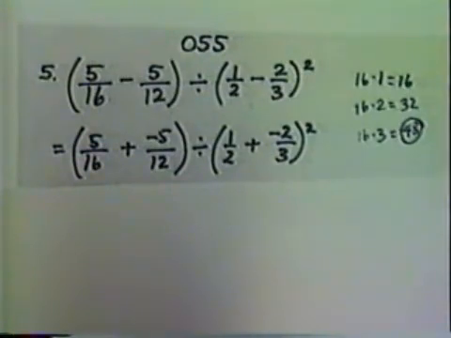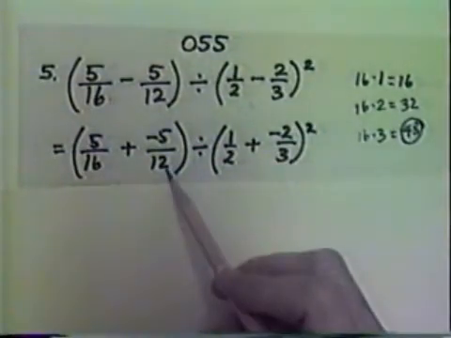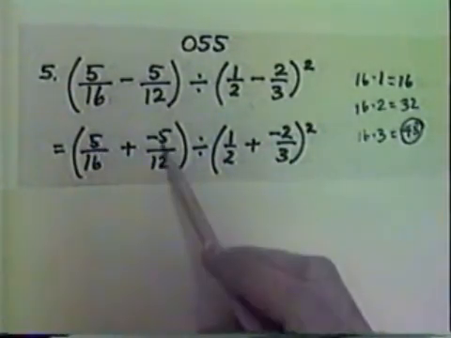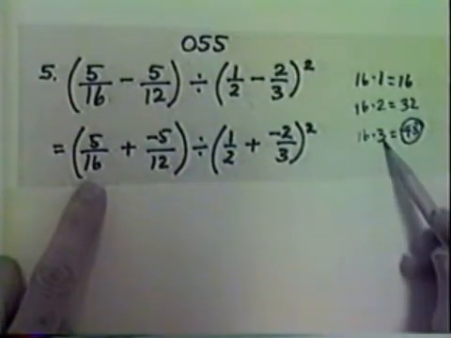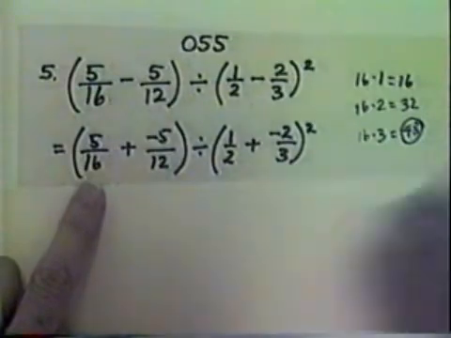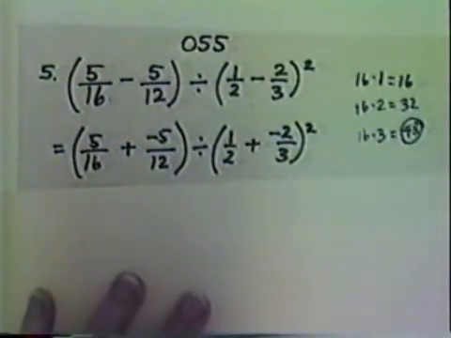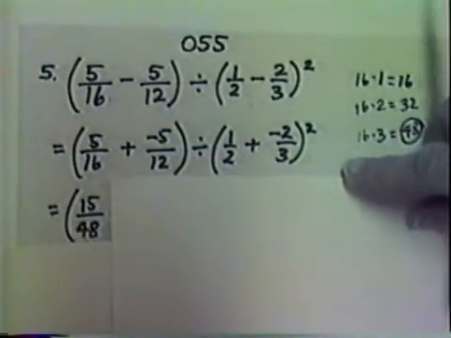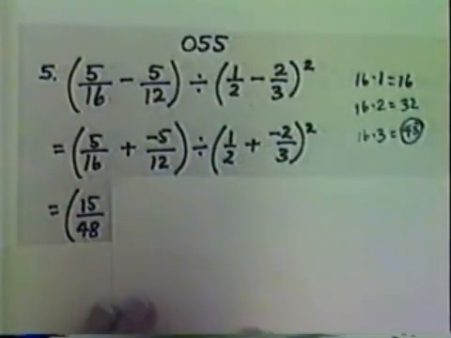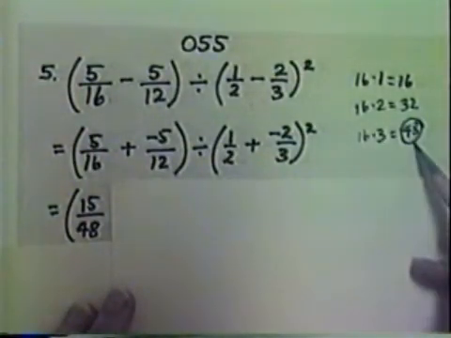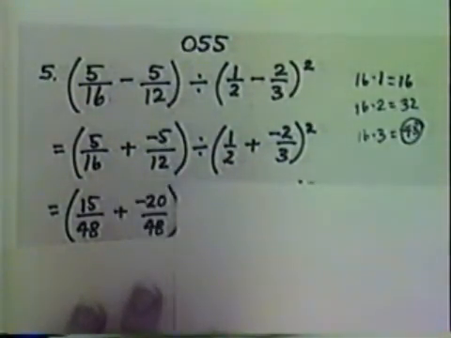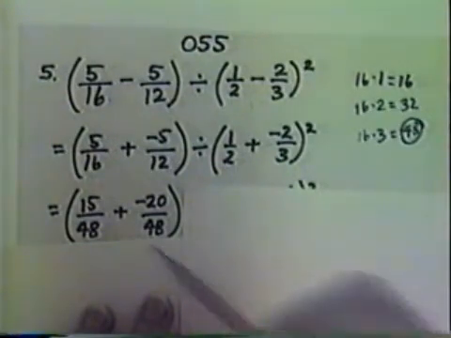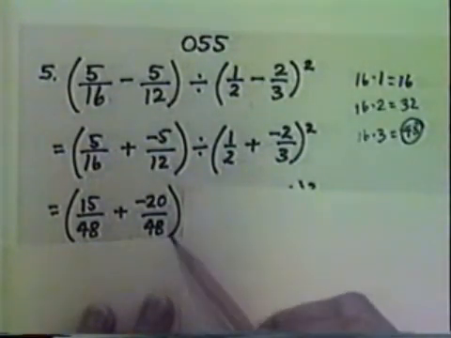So, our common denominator of 48 will be used for the first set of parentheses. The numerators must be changed. We divide 16 into 48, and that gives us 3, clearly. 3 times 5 will be 15. So the first numerator will be 15, so we get 15 48ths. 12 divides 48, giving us 4. 4 times -5 is -20. And so in the first set of parentheses, we get 15 48ths plus -20 48ths.